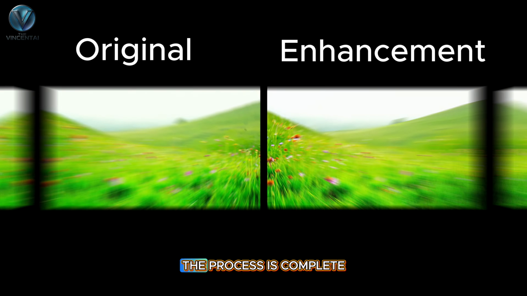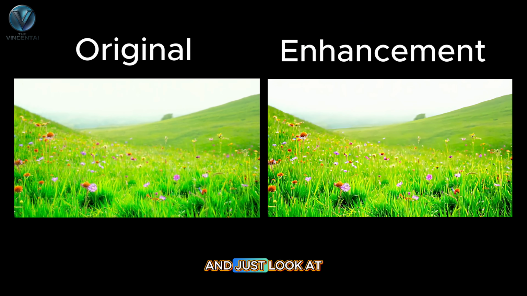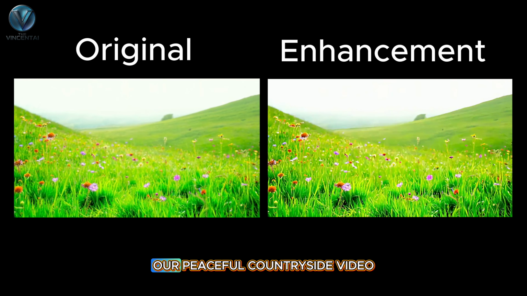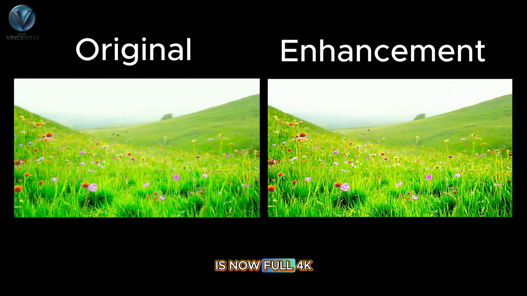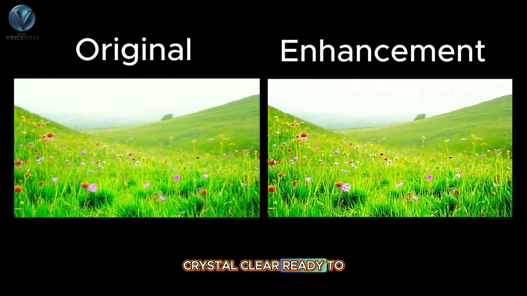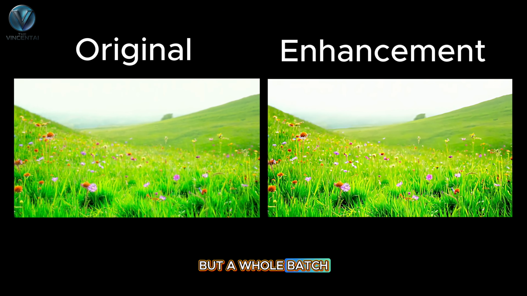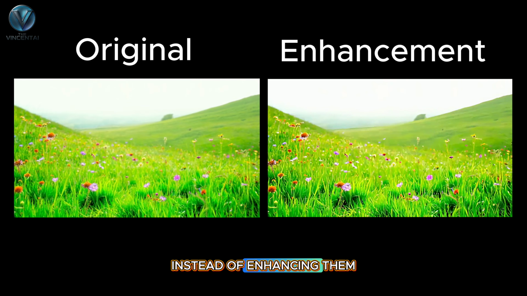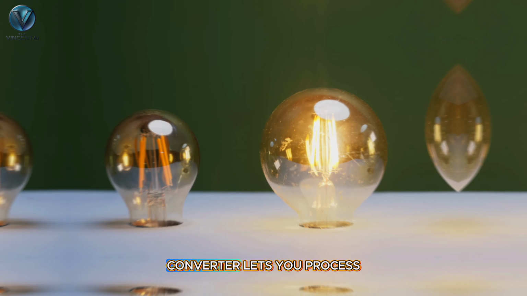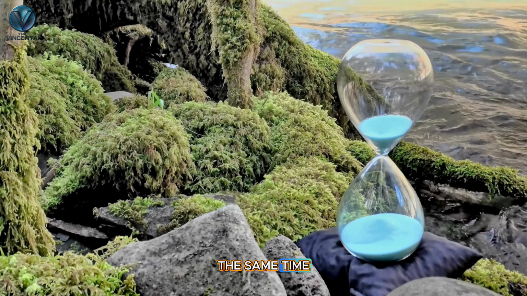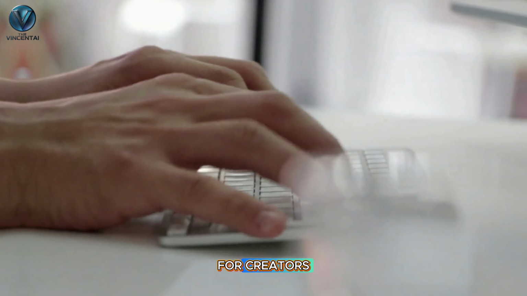What it's actually doing is analyzing each frame, reducing noise, sharpening edges, and boosting resolution. After a few moments, the process is complete. And just look at the difference. Our peaceful countryside video is now full 4K, crystal clear, ready to use anywhere. Now imagine you've generated not just one, but a whole batch of videos. Instead of enhancing them one by one, Uniconverter lets you process up to 20 at the same time. That's a game changer for creators who need to work fast.